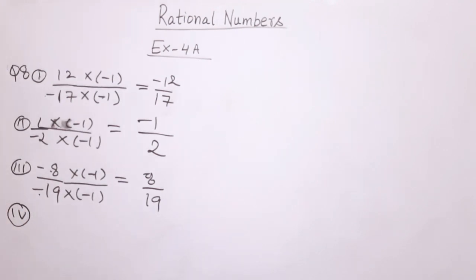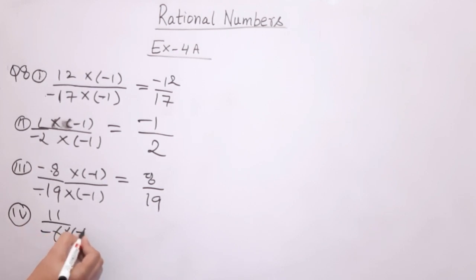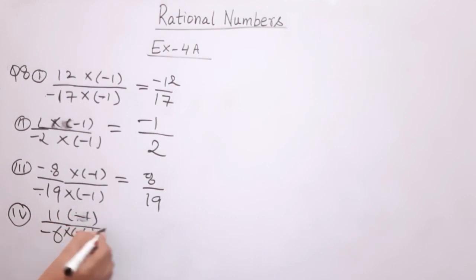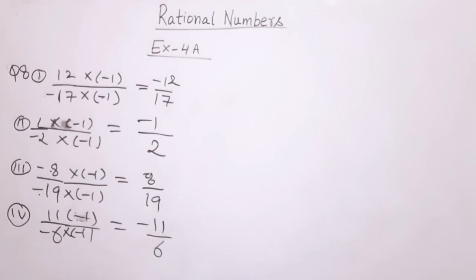Now come to the fourth option. So the fourth option is 11 upon minus 6. So multiply it by minus 1 in the numerator and denominator both. So it will be minus 11 upon 6. Right students? Now I am going to explain to you question number 9. So please pay attention students.